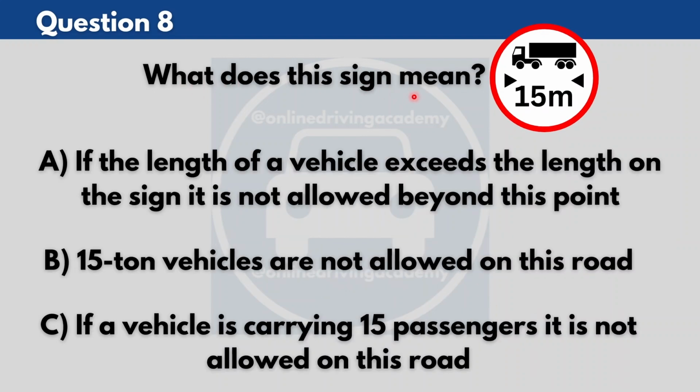Question 8. What does this sign mean? We can see a truck in that sign and we can see it says 15 meters. So is it option A? If the length of a vehicle exceeds the length on the sign, it is not allowed beyond this point. Is it option B? 15-ton vehicles are not allowed on this road. Or is it option C? If a vehicle is carrying 15 passengers, it is not allowed on this road. Correct answer will be option A.